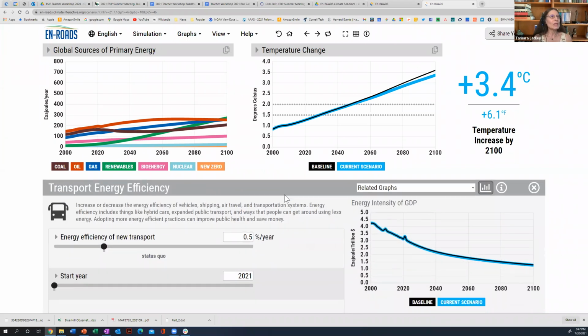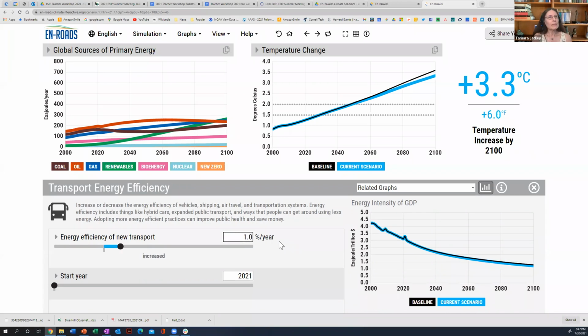But if you click these three dots, it gives you extra ability to change things. So the status quo for energy efficiency is that you're increasing the energy efficiency of transportation by 0.5% per year. So you can change that, and I can change that to 1% per year.